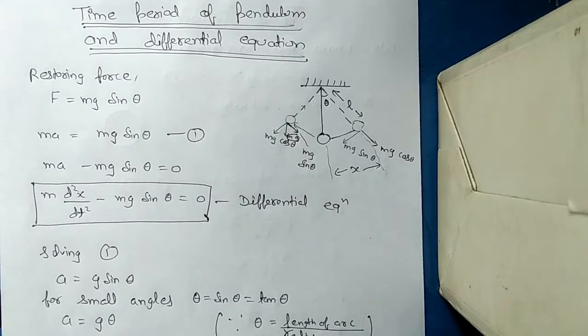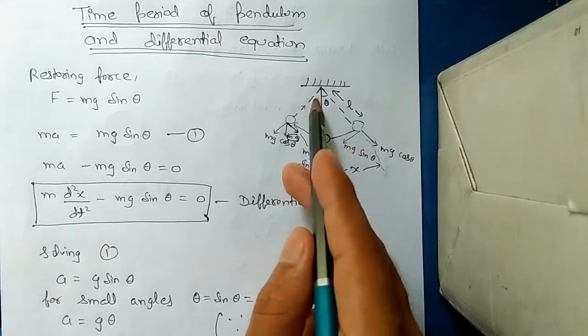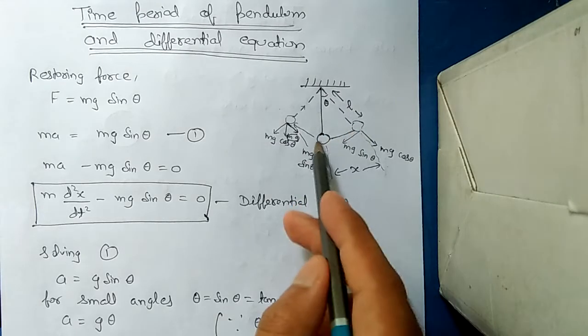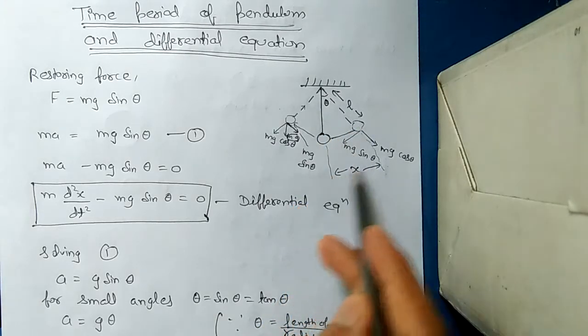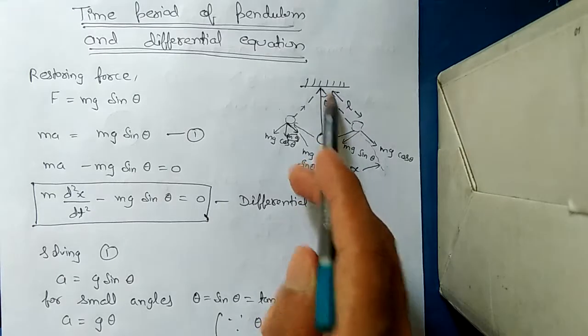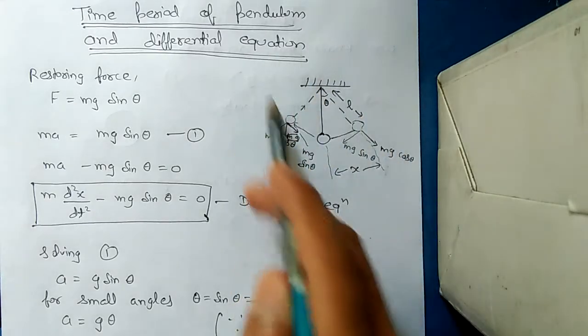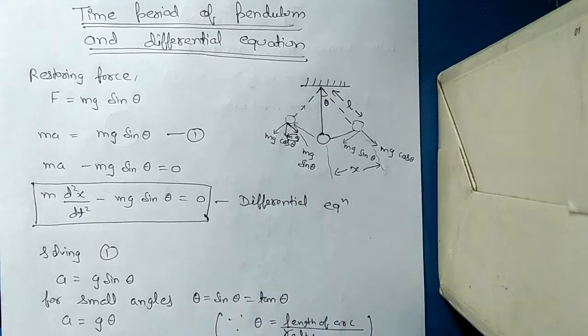From where did we find that? We know that theta is equal to length of arc upon radius. See, if this is the angle theta, this is the length of arc, and the length of arc here is the displacement x. The radius of this complete circle is l. So I will put theta equal to the length of arc x upon l. So this is the value of theta. I have put it here.